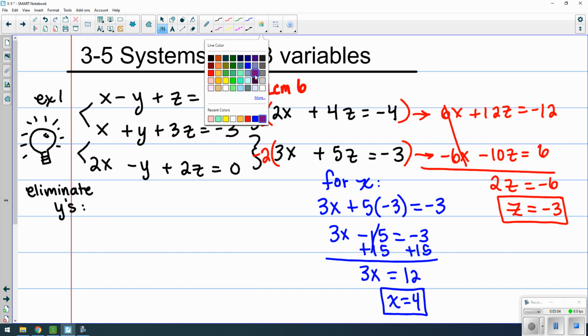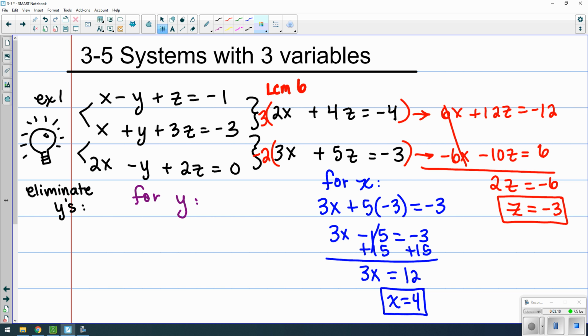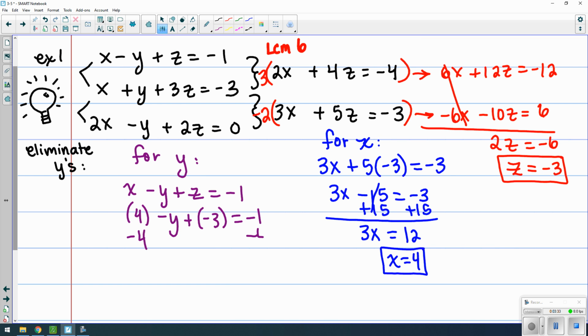All right, and then I can keep backing up a little bit more. I'm going to back up to here, and now I can find y. Now I can pick any of those three original equations and plug in x and z. I'm going to go with x minus y plus z is equal to -1. I know that x is 4. I don't know what y is. I know that z is -3, and that the whole thing is equal to -1. Subtract 4, add 3, -y is equal to -5 plus 3, which would be -2. y is equal to +2.